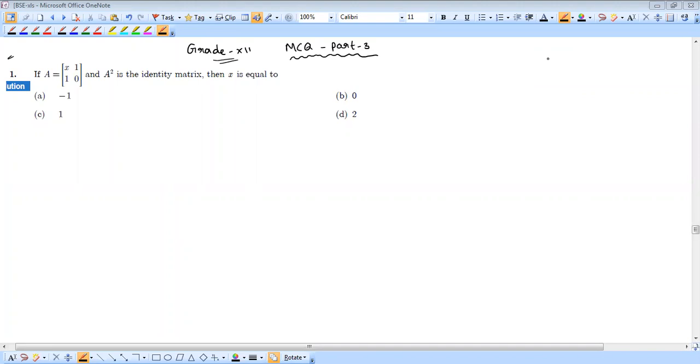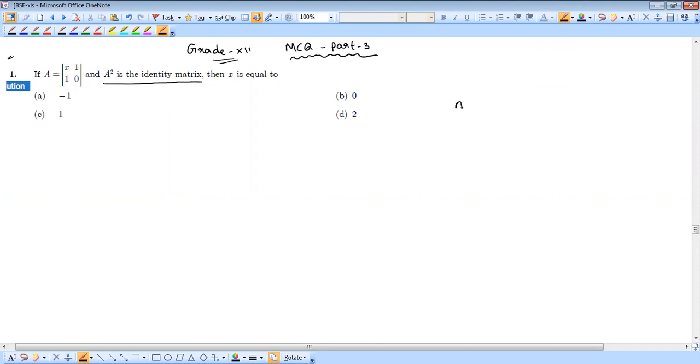Look at the screen. The first question: if A is equal to the matrix [x, 1; 1, 0] and A square is an identity matrix, then what is the value of x? First of all, we need to find the A square matrix. It means A into A.